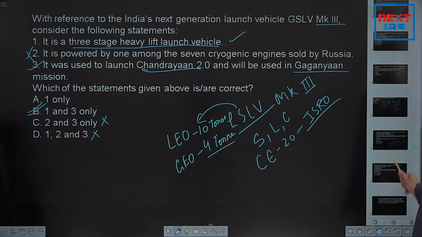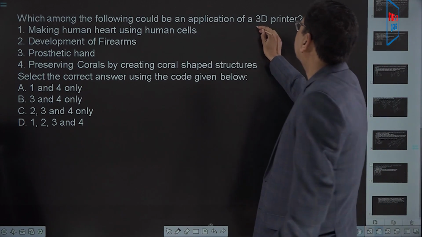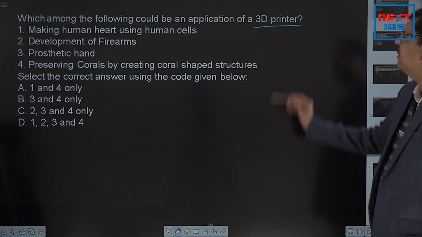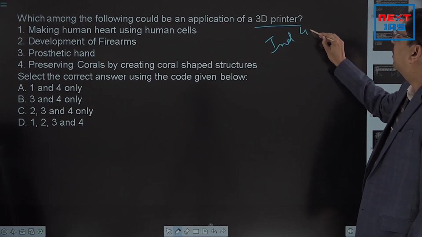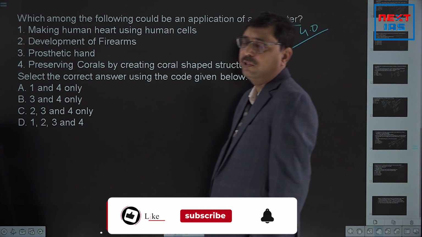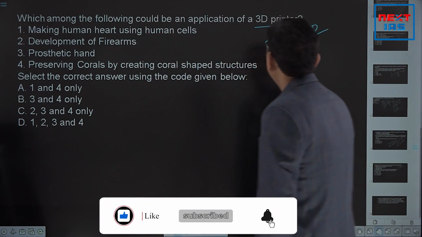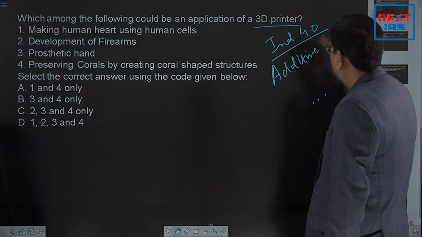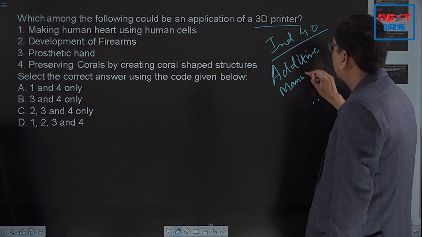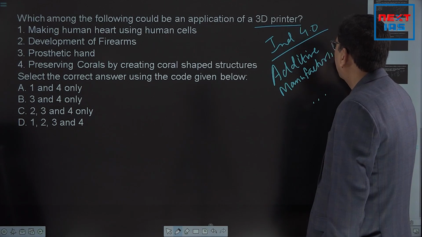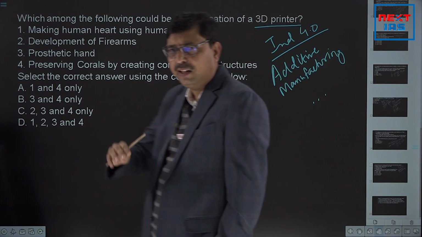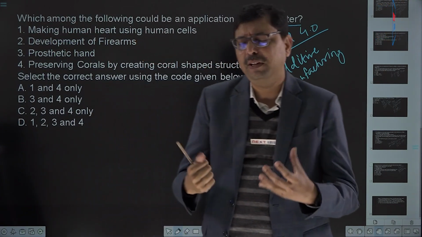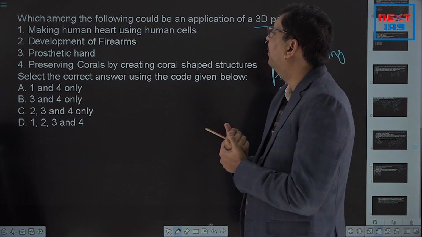GSLV Mk3. Then next one, 3D printer. A 3D printer is a printing technology, which is again a part of Industry 4.0, the fourth industrial revolution, and it is also known as additive manufacturing. Additive manufacturing, where they can make things layer by layer. They can make anything now. Anything means they have even made a human heart in the lab.